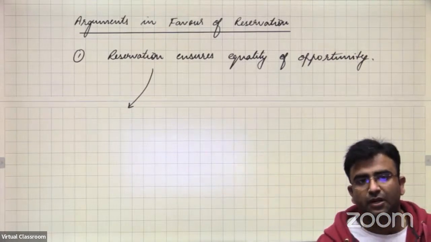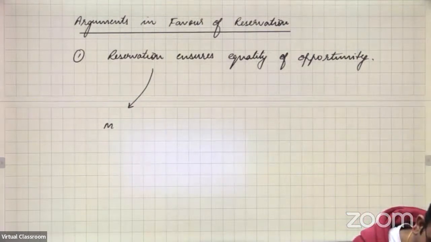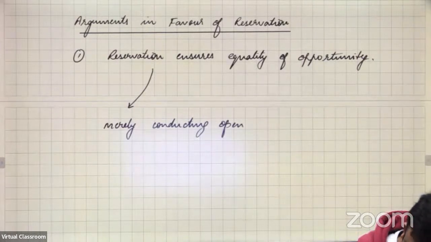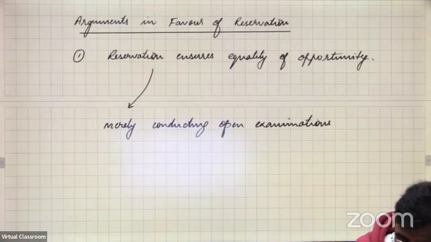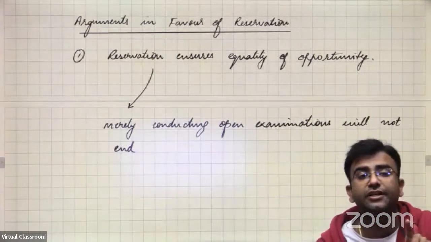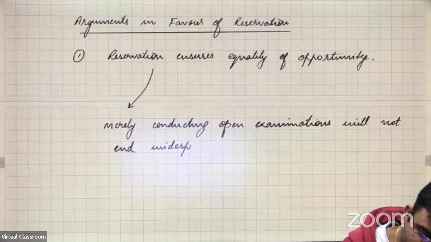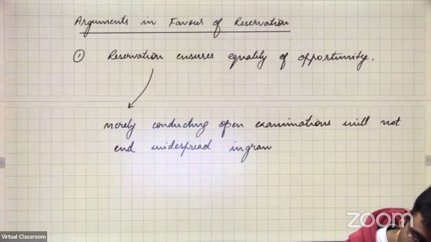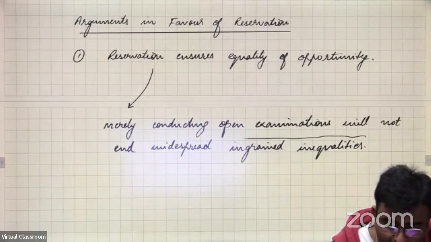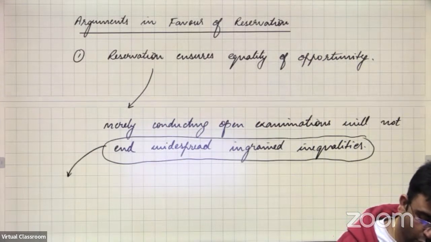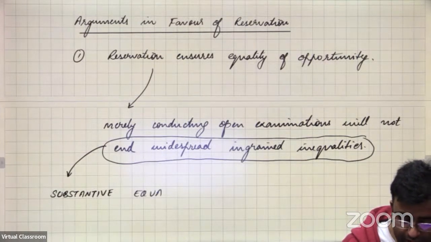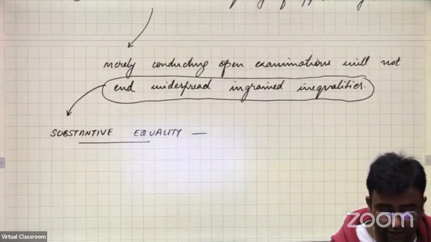So the Supreme Court says that merely conducting open examinations cannot end the widespread ingrained inequalities. If you want to end these widespread ingrained inequalities, then my dear friends, you have to go with substantive equality, and substantive equality can only be ensured through reservation.